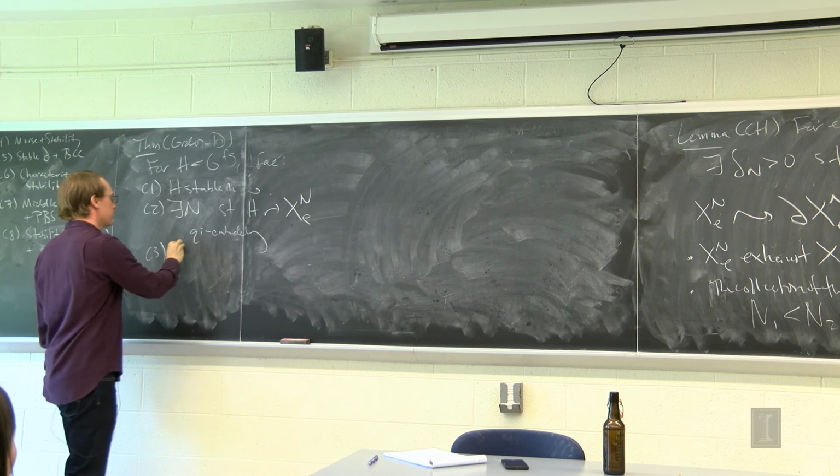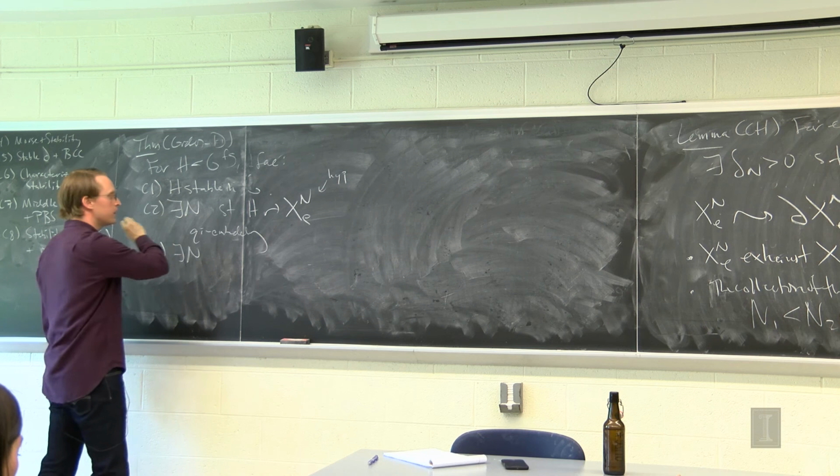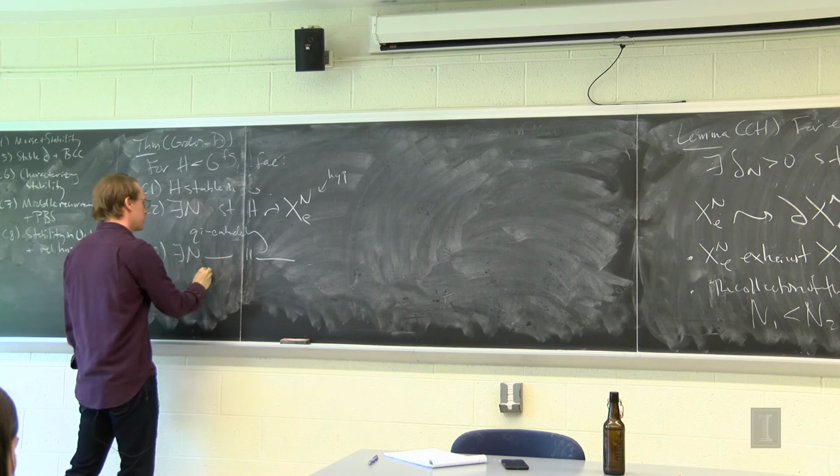Three, so remember these are hyperbolic. So there's some stability function so that if I look at the action on this X and E, this orbit is quasi-convex in the ambient space.